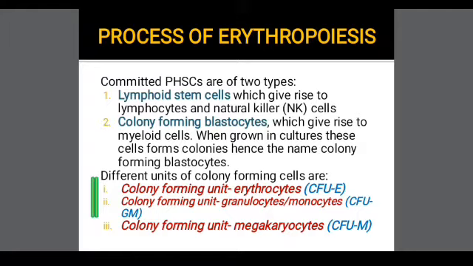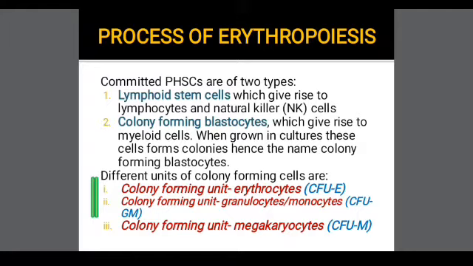We also have colony-forming unit granulocyte monocytes, which helps in producing the cells responsible for the defense mechanism. For example, the granulocytes, we have the neutrophils, the basophils, the eosinophils, and we also have the monocytes, which is also a cell for defense mechanism. Now we also have colony-forming unit megakaryocytes. This is majorly for the platelets. So let's understand that. First of all, lymphoid stem cells, colony-forming blastocytes.